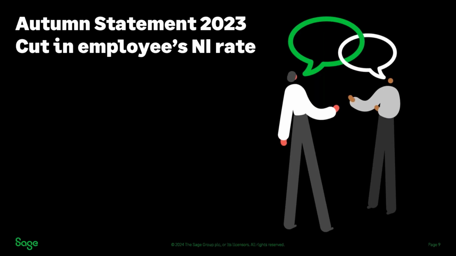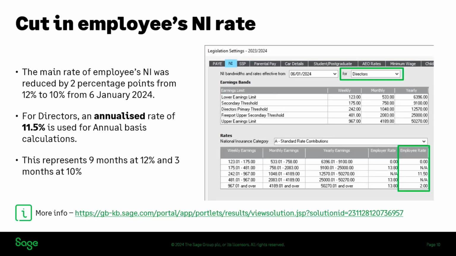So before we start looking at some of the calculations, I did want to mention the autumn statement, which was announced last year, where there was a cut in the employees' national insurance rate. The main rate of employees NI was reduced by 2 percentage points. So from category A, that was from 12% to 10%, with effect from the 6th of January. And non-directors will have seen that change kick in on their first payroll on or after the 6th of January.